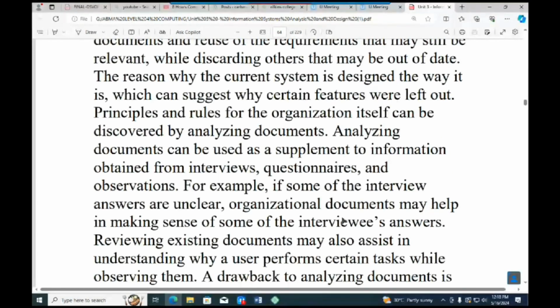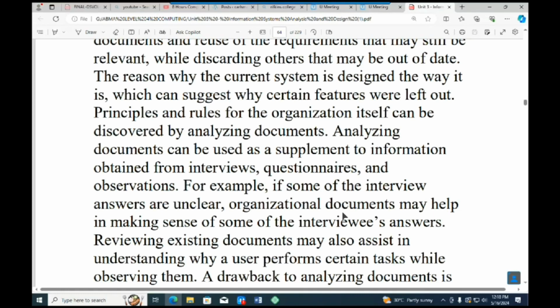Now, the reason as to why we have the current system being designed can also be suggested by certain features that were actually left out in the previous system, and this can be found in the existing documents. In the existing documents, still you can get principles, you can get rules for the organization itself.